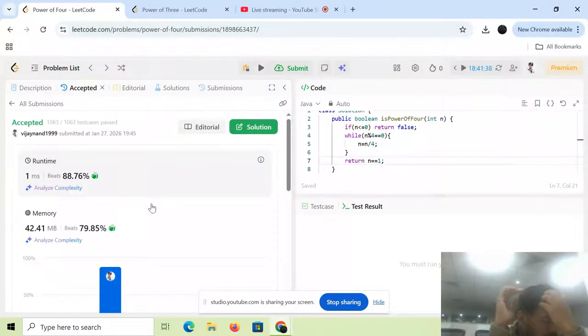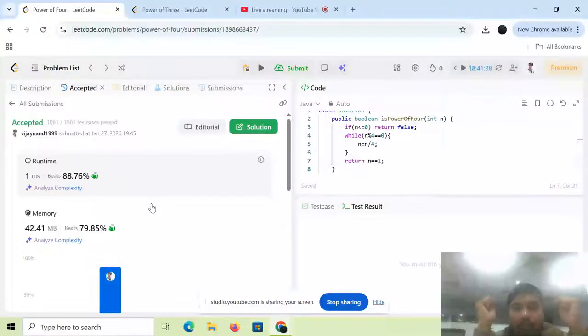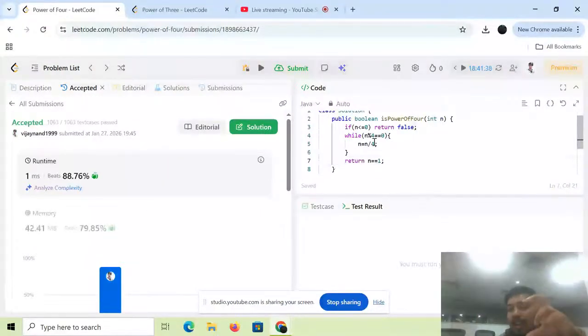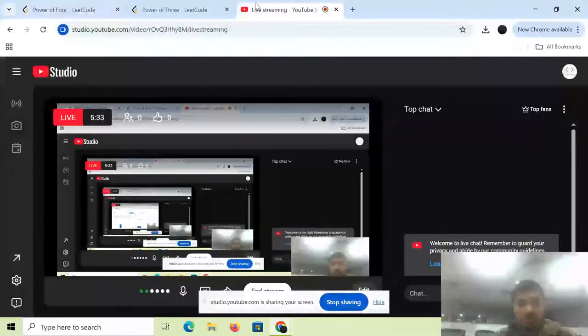Yeah, so here the time complexity will be O of log base 4 of n, because the division reduces the number by a factor of 4. And here we haven't taken any extra memory, so the space complexity will be O of 1. So yeah, that's it. Here we used the same thing we used in Power of Three, the iterative division algorithm. So yeah, that's it for today. Thank you.